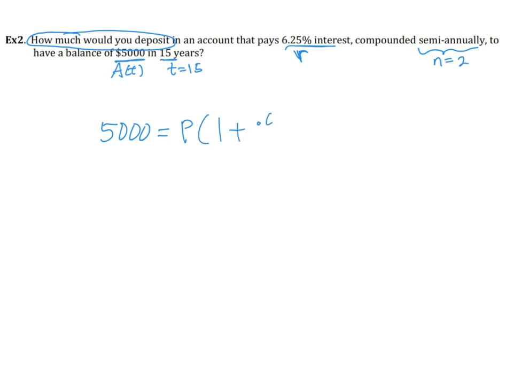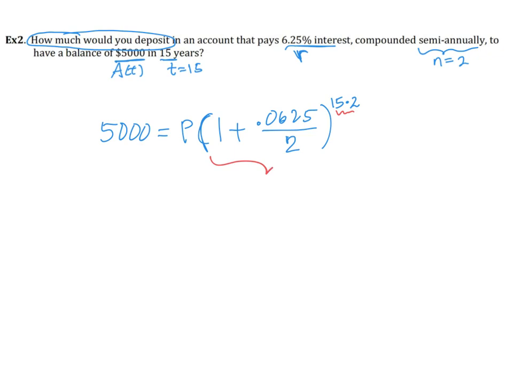Our money is growing. We change our interest rate to a decimal. We divide it by the number of times we're compounding by per year. And then, of course, if we have 15 years that we're compounding it, but we're doing it twice per year, you need to make sure that you are raising that to the power of 30, right? So it's twice per year for 15 years, so that's 30 times altogether.